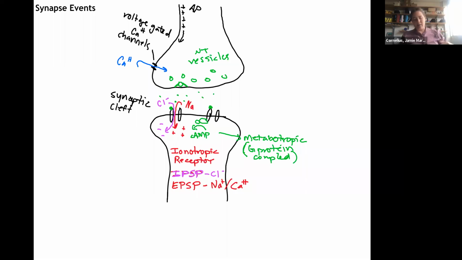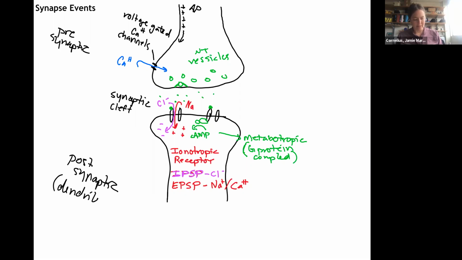But in any case, you get then a postsynaptic cellular response. So this is the presynaptic cell. Here's the postsynaptic cell. This will typically be on a dendrite, and this will typically be the axon terminal.